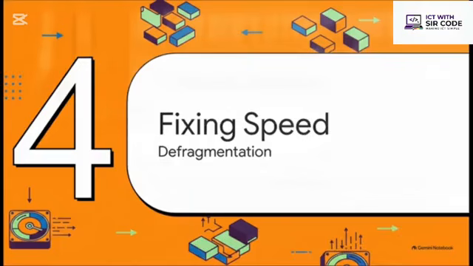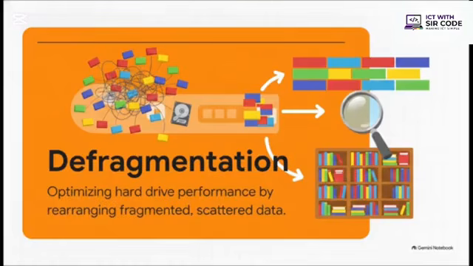Next up, Section 4, Fixing Speed with Defragmentation. So over time, as you create, modify, and delete files, the data on a traditional hard drive gets kind of scattered. This is what we call fragmentation. Defragmentation is the process used to optimize your drive's performance by rearranging all that fragmented data.